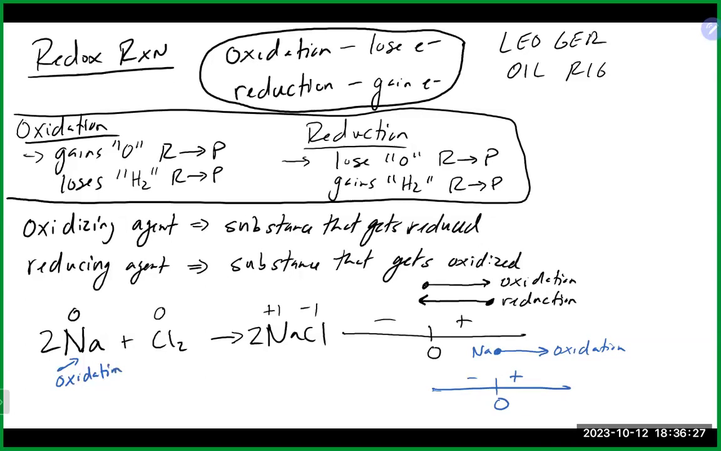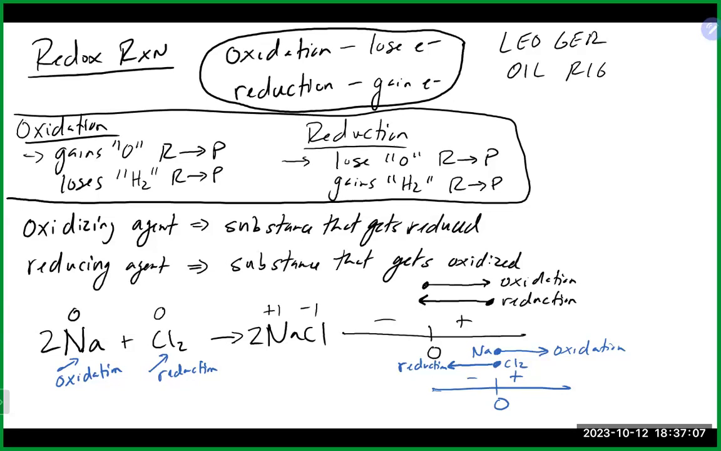By default, by the way, since this always occurs together, if you could figure out one of them, by default, that means chlorine must be going through reduction. And you can still do it for chlorine if you like. Chlorine started at zero, right, on the left-hand side. And on the right-hand side, it ended at minus one, which means it is moving in that direction there, becoming more negative and going through reduction. So it does work for either one. But the good news is it always happens together. So as long as you identify one correctly, the other substance has to be doing the opposite sort of thing.